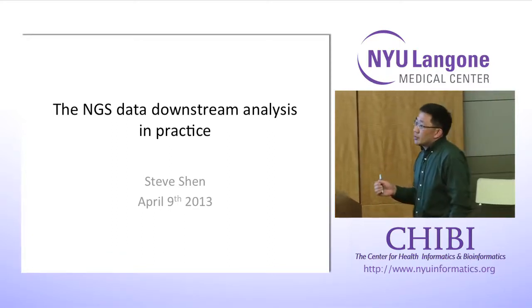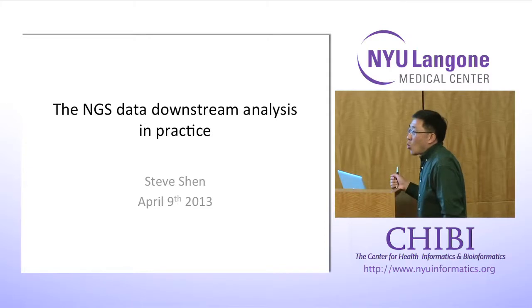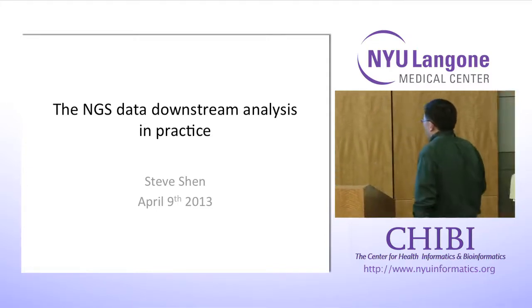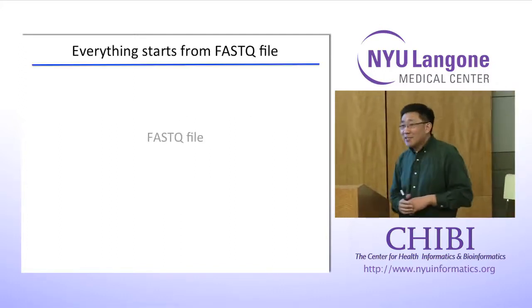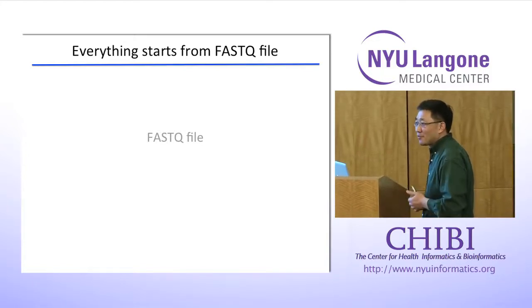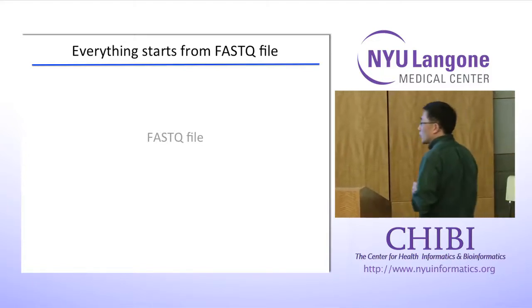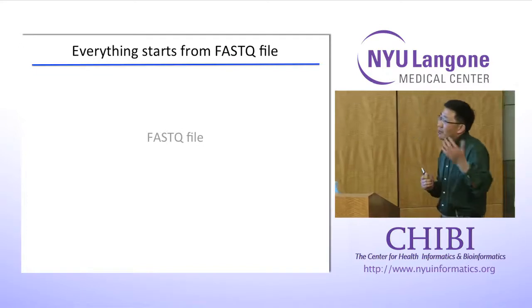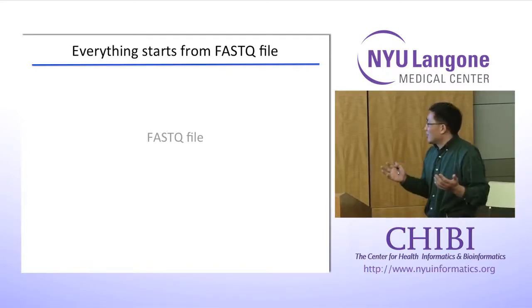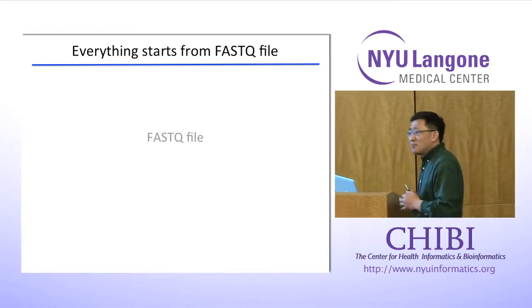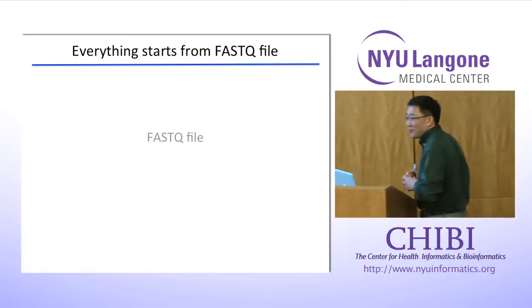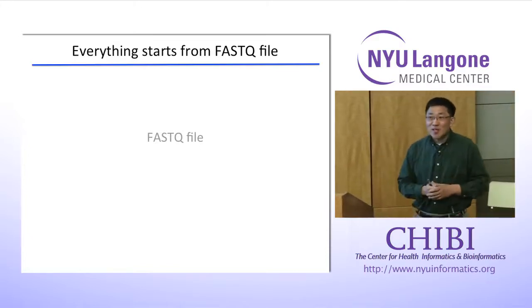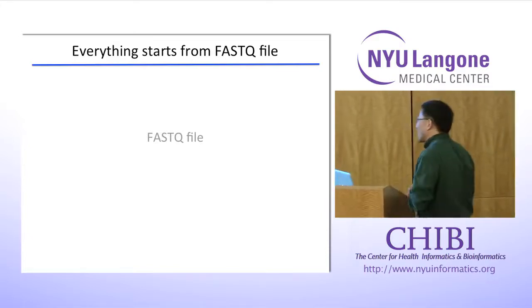So the first question you may ask is, what defines downstream and upstream? I would say everything starting from the FastQ file is downstream, because above that, it's really an automated machine process. You don't even know what is in it. Why do you care? So then the question is, what is a FastQ file?